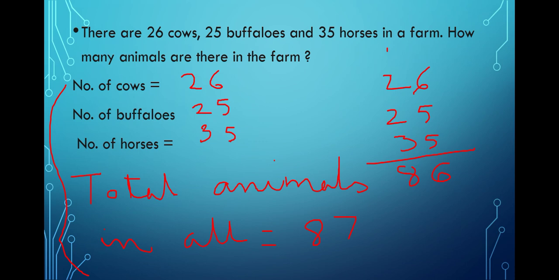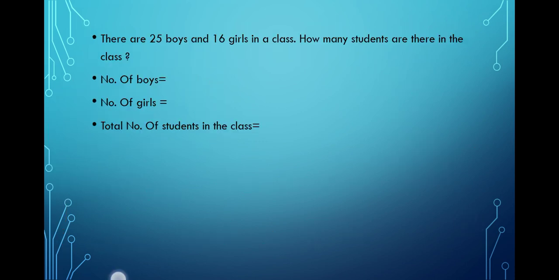Okay, now let us go to the second question. What is the second question? There are 25 boys and 16 girls in a classroom. How many students are there in the class? Okay, so number of boys you have to write here. Then you have to write down the number of girls. Yeah, here I have written total number of students in the class.